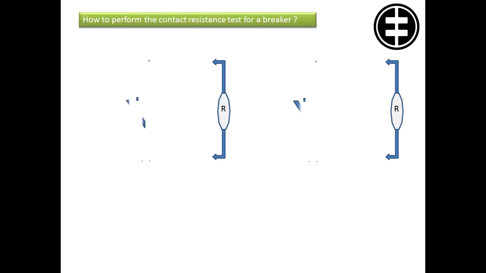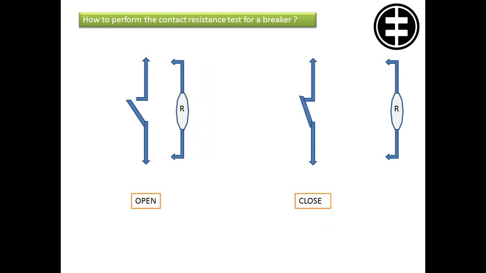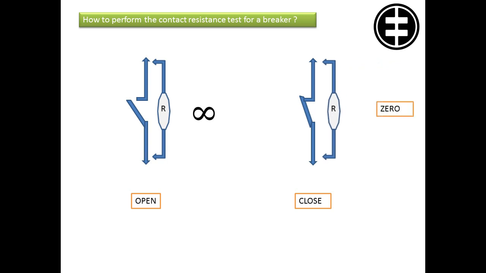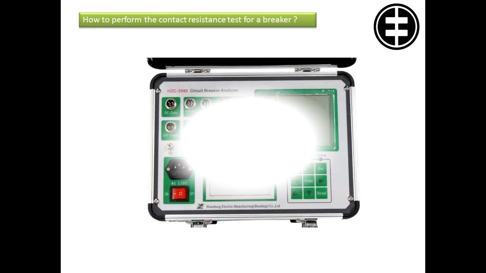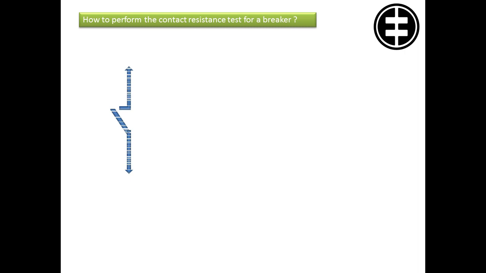The breaker contacts have two conditions: 1. Opening condition, 2. Closing condition. Normally, in the opening condition the contact resistance should be infinity, in the closing condition the resistance should be near to zero. This test is to confirm the contact quality and hence the thermal performance of the breaker contact. The test will be carried out by a testing kit.